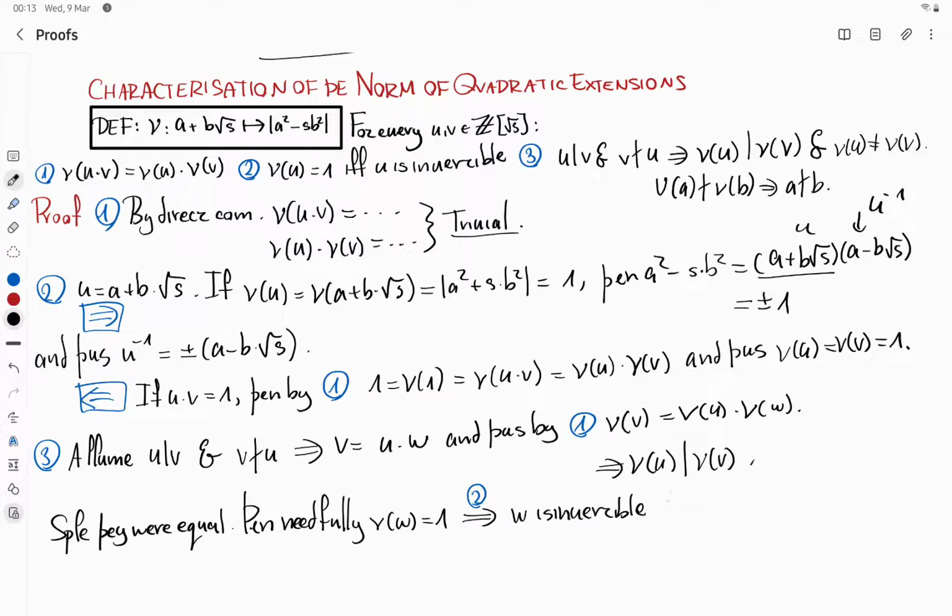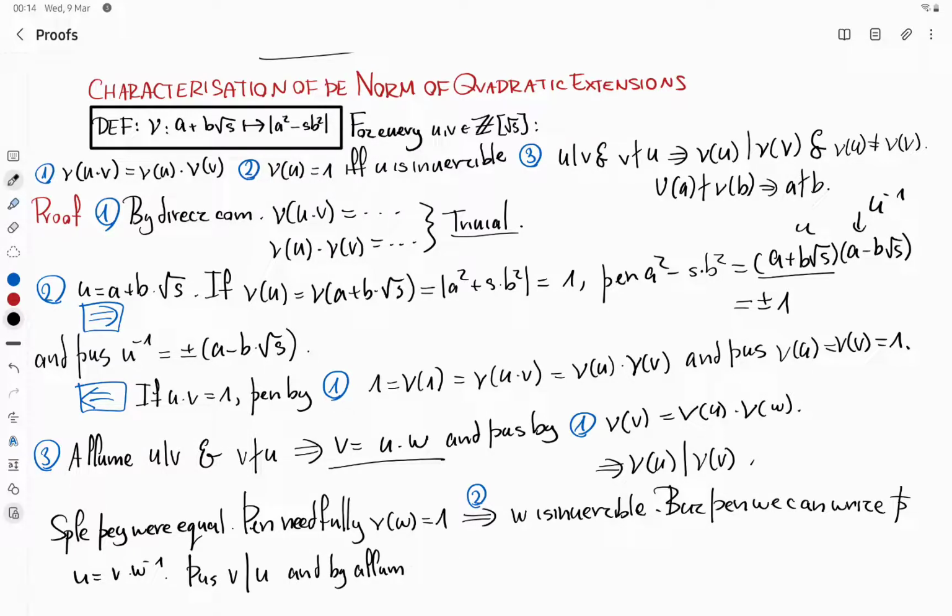Hence, w is invertible. But then we can write that u is equal to v times w inverse, right, from up here. Thus, v divides u at the same time, and by assumption, v does not divide u, which is a contradiction, and this concludes the proof.